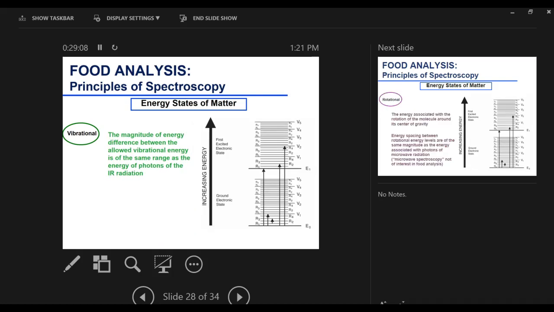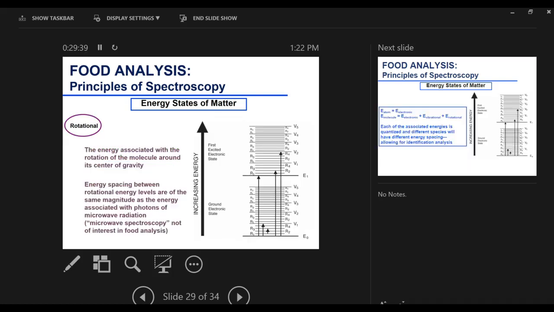And the vibrational energy is in the same range as IR radiation. In IR, we will learn later about mid-IR, near-IR, FTIR, Raman spectroscopy, all of this. These are the radiation that are responsible for vibrational energy, which will be stretching and bending and vibration of the bonds. Again, we'll talk about that in that lecture.